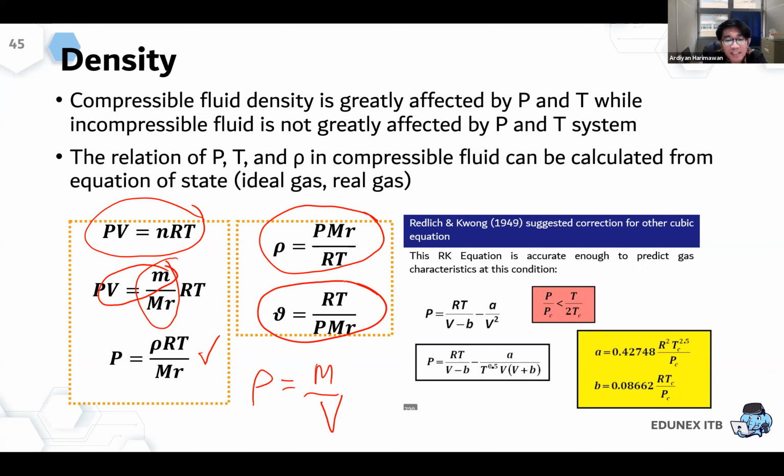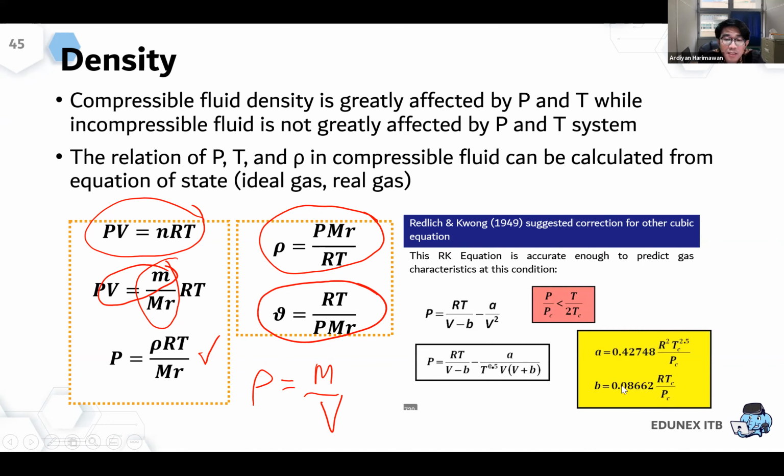How about the non-ideal gas? How about the real gas? You can use another equation of state, for example, Redlich and Kwong, and others. You will learn in detail in thermodynamics class when we can use Redlich-Kwong and when we can use the others. I forgot the name of the other equation of state. Yeah, there are quite a number of equations of state.